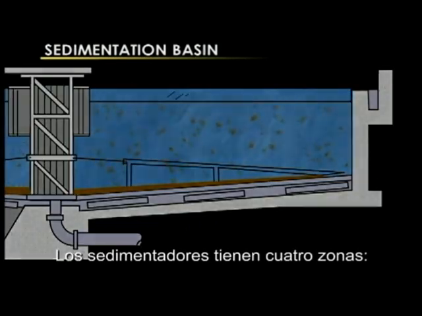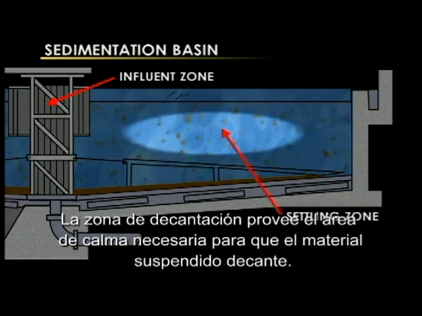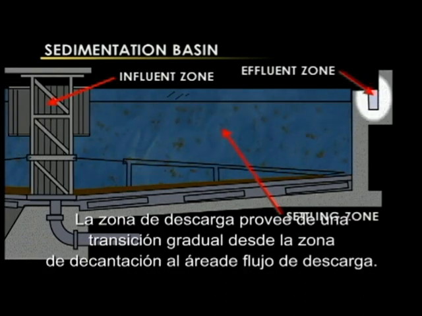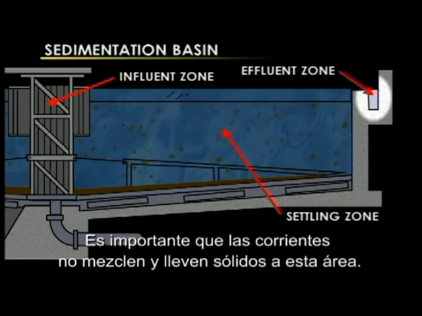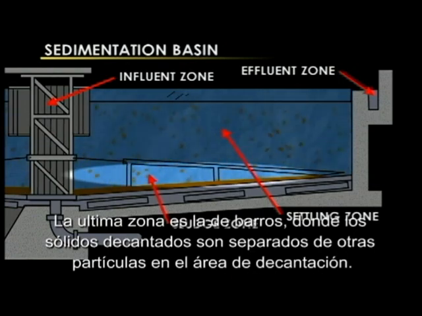Sedimentation basins have 4 zones. The influent or inlet zone decreases the velocity of the incoming water and distributes the flow evenly across the basin. The settling zone provides the calm area necessary for the suspended material to settle. The effluent zone provides a smooth transition from the settling zone to the effluent flow area. It's important that currents don't stir up any settled solids and carry them into this area. The final zone is the sludge zone, where settled solids are separated from other particles in the settling zone.